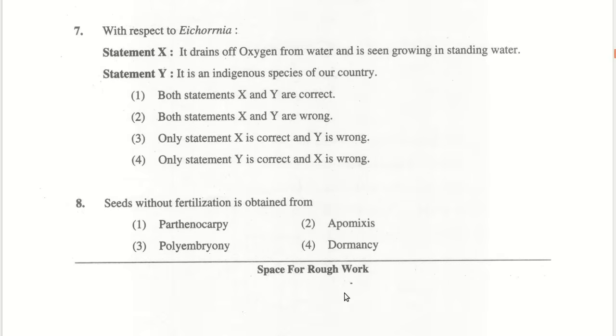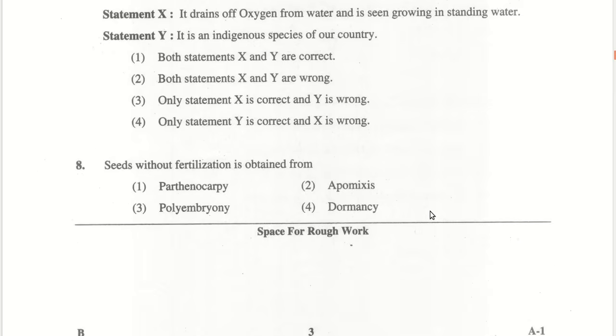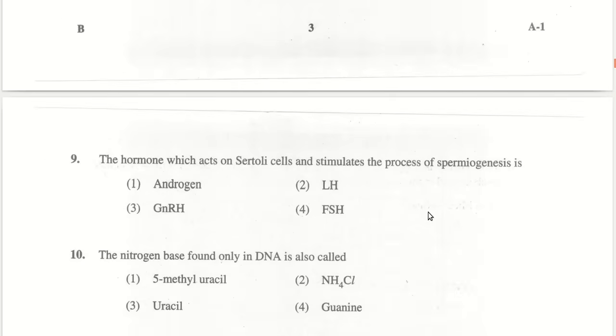Eighth one, seeds without fertilization is obtained from apomixis. The right answer is apomixis. The hormone which acts on Sertoli cells and stimulates the process of spermiogenesis is the fourth one, that is the answer, follicle stimulating hormone. Follicle stimulating hormone acts on Sertoli cells and it also stimulates the process of spermiogenesis. The nitrogen base found only in DNA is also called 5-methyl uracil, that is thymine.